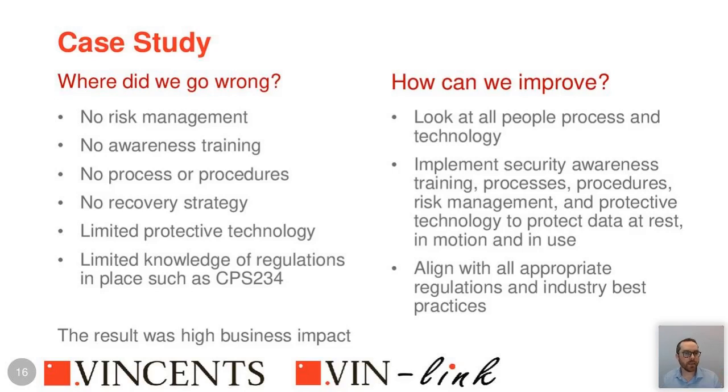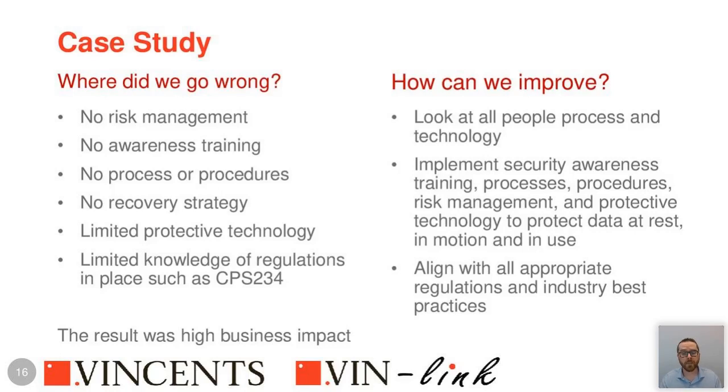The result of this incident was high business impact, lost clients, and potentially, you never know, the company could have gone out of business depending on how severe it was. Methods on how to improve: look at all people, process, and technology. Again, going back to those earlier slides, it's not just the technology. So awareness training, putting in procedures and processes and risk management, identifying your data to protect and how to control it, how staff control their day-to-day, responding to a phishing email and whatnot.